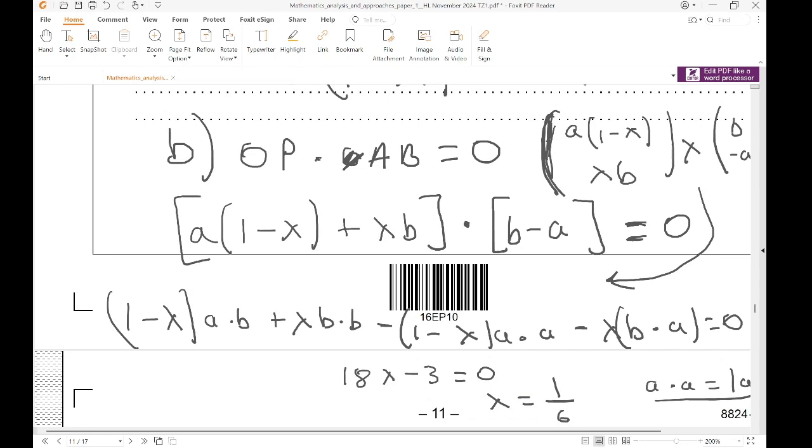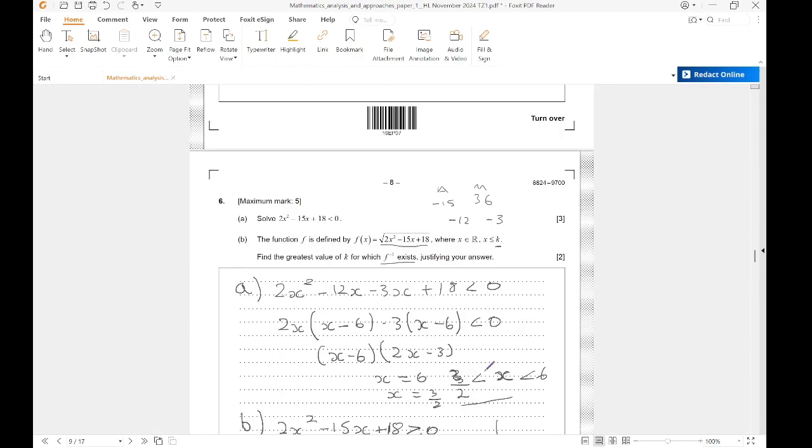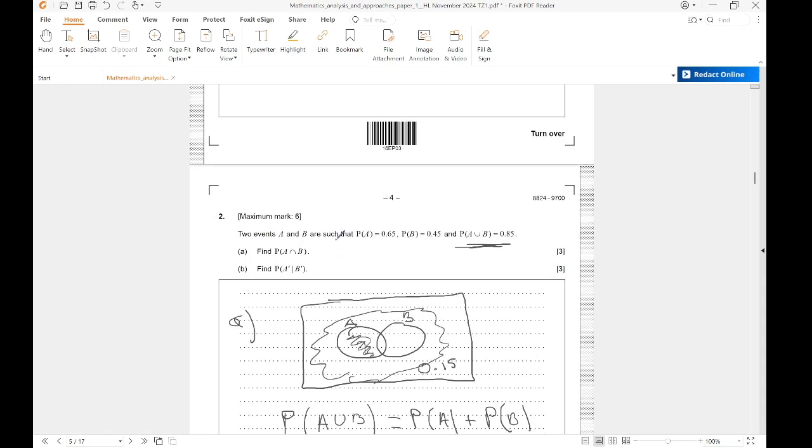Now, I understand that I did not completely explain it, but I didn't have enough space, so I just simplified my working out once I plugged it in. And that is the complete overview of Section A of the November 2024 paper. I hope that's clear.